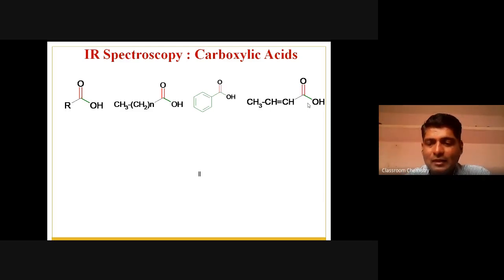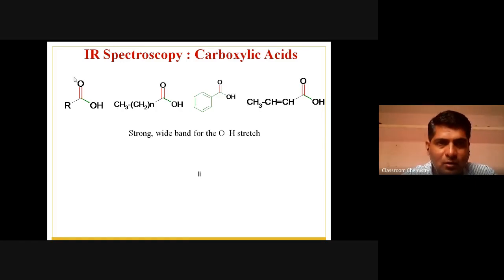So these are the acid compounds. We have to check the IR frequency for the acid group. So always remember there is a strong wide band for the OH stretch. You can see here in the acid functional group there is an OH group like alcohol. In alcohol, we also have an OH group, but there is a slight difference between the OH of an acid and a simple alcohol. Let's see what that difference is. So here you can see this is the OH group which is attached to the carbonyl carbon. In alcohol, the OH group is attached to an aliphatic carbon.